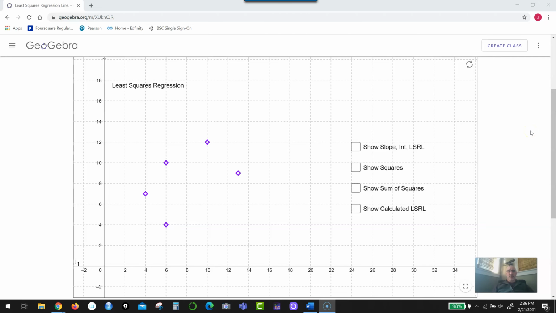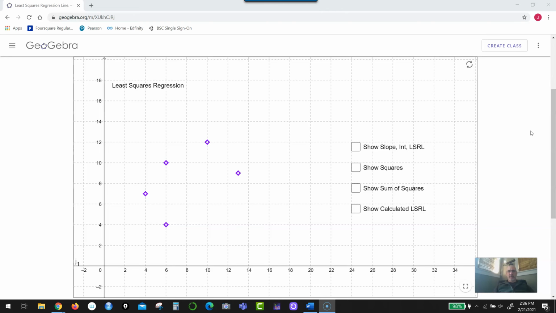Hello again. We are going to be talking today about the least squares regression line and how we use it, how we don't use it, what the different parts of it mean, and how it's constructed.